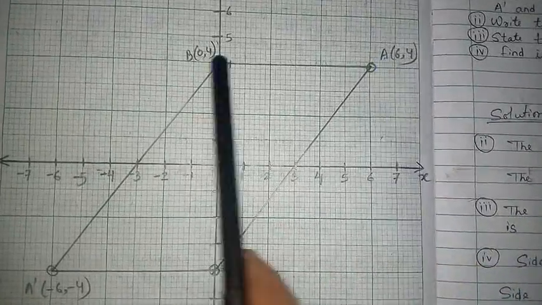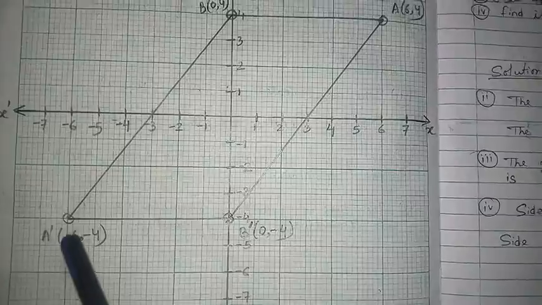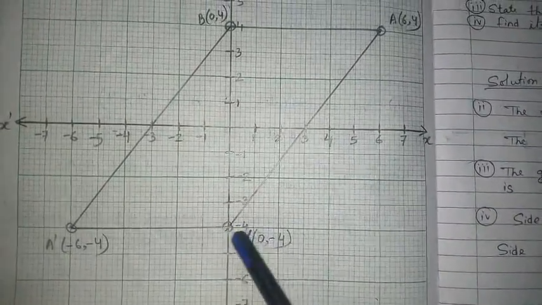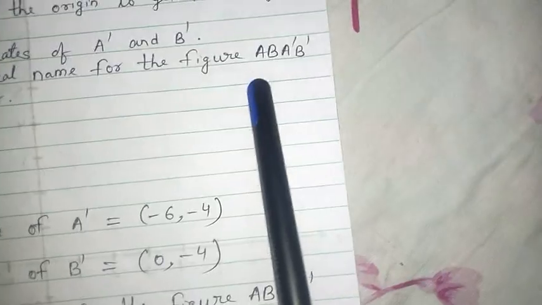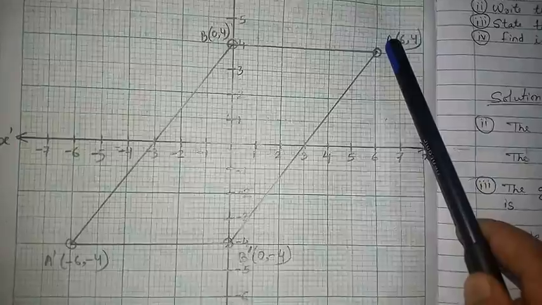So from A to B you join. And next is B to A dash. From B to A dash. And from A dash to B dash. And last one is automatic, B dash to A. Just now I said A to B, B to A dash, A dash to B dash and B dash to A.